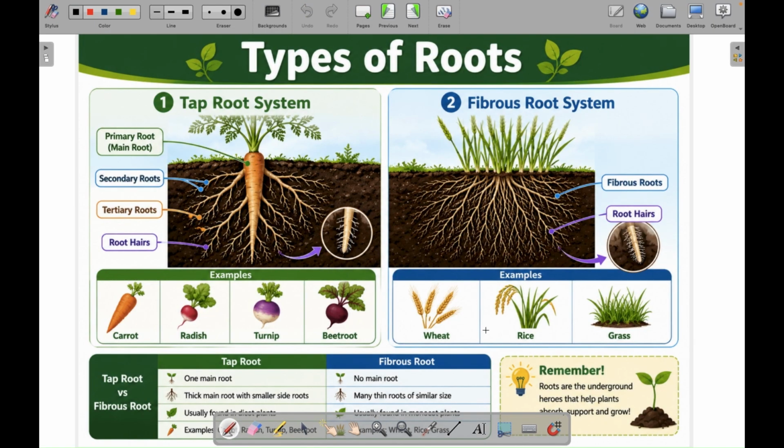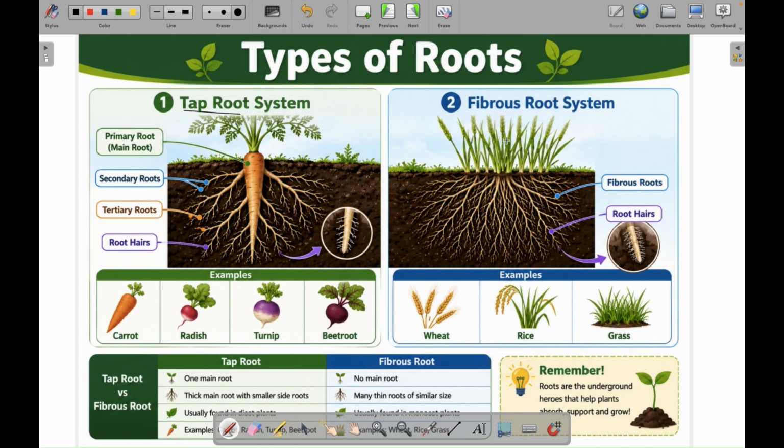We now have the types of roots. There are mainly two types of roots. One is the tap root, the other is fibrous root. So we call this the tap root system and the fibrous root system. Okay, what is the difference between the two? The tap root system has one main root. So this is the main root. If you look at this example, this is a carrot, so it has a main root.